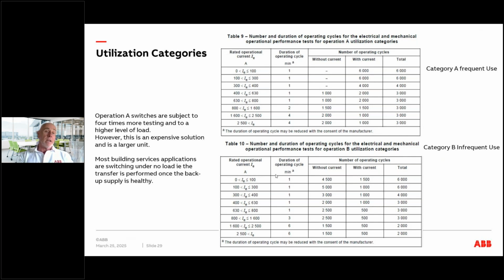So that's quite important really, because as you can see there on the slide, if you definitely want a category A switch, a switch that's got to switch 6,000 times on load is going to be a bigger and a more expensive solution than the Cat B version. So that's the main difference really between Cat A and Cat B. And again, generally it's Cat B that we see for life safety, unless there's another reason that you want a Cat A, but it's more of a higher performing specification unit for obvious reasons.